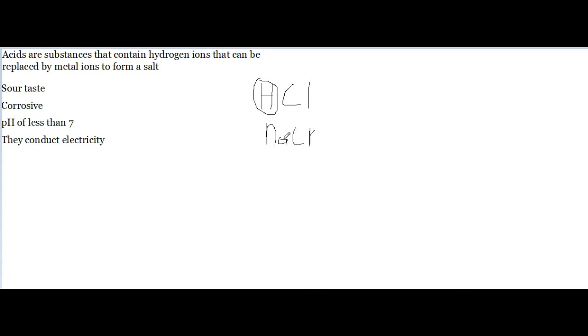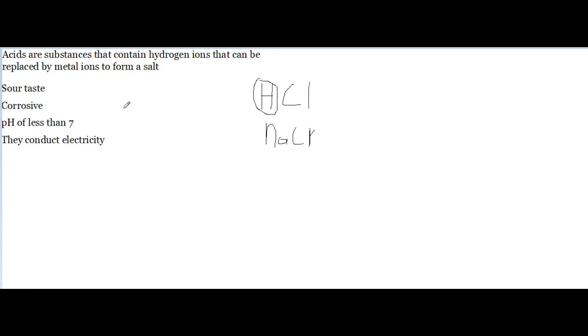salts. Now, an acid can also be described as a proton donor due to the fact that a hydrogen ion is itself a proton. Since a hydrogen atom only has one proton and one electron, when it gives up that one electron to form the hydrogen ion, it's basically just a proton by itself. So acids can be described as proton donors in a reaction.